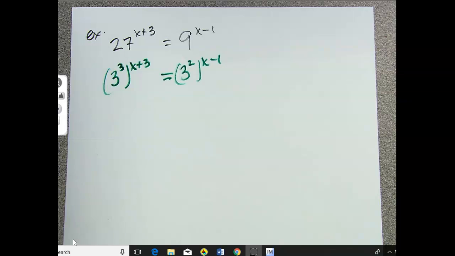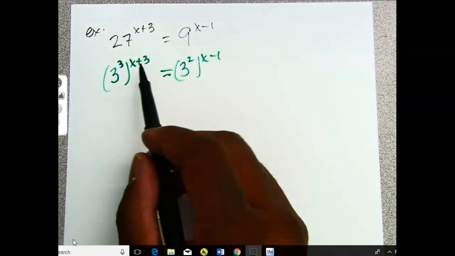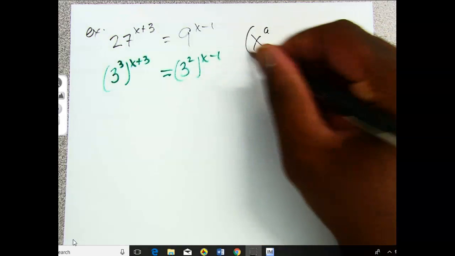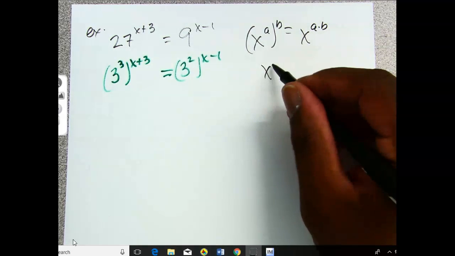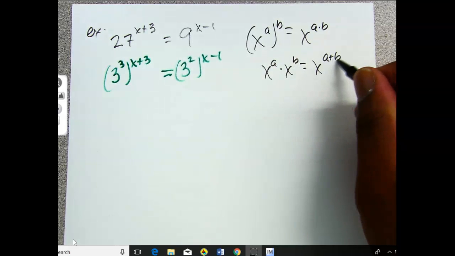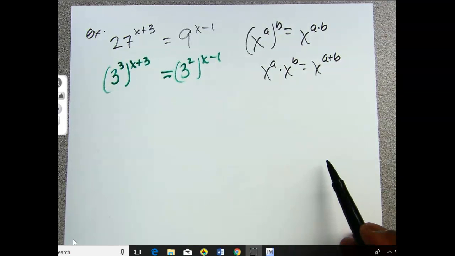Well, what do you do with your exponents when you have a power raised to a power? Put them in the front? You're thinking of logs, the power property of logs. So here, you multiply the exponents. Remember, x to the a raised to the b is the same thing as x to the a times b, whereas x to the a times x to the b is x to the a plus b. So when you have a power raised to a power, you take the product of the exponents.